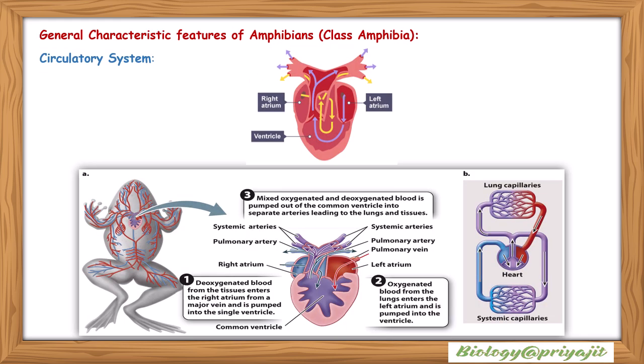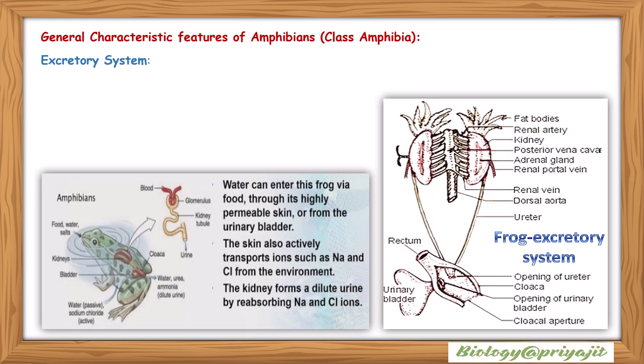Circulatory system: a three-chambered heart is present in the amphibian circulatory system, which contains two auricles and one ventricle. Sinus venosus and aortic arches, 1 to 3 pairs, are present, and the renal and hepatic portal system is well developed. Their RBCs are large, oval and nucleated.